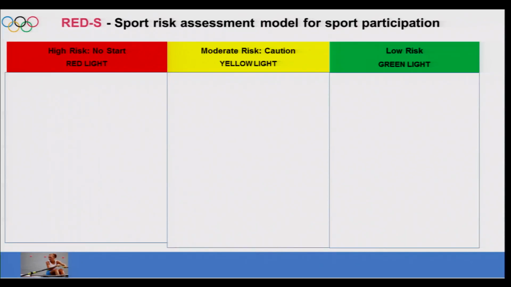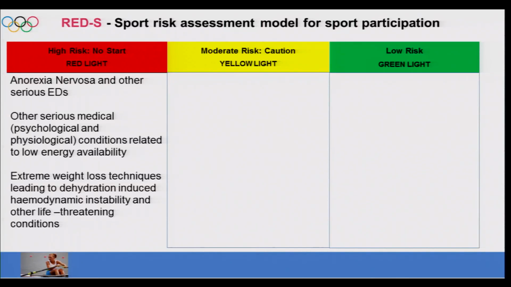If we look at the high risk, no start, red light area, these are for the athletes that are seriously ill. They're the ones with an active eating disorder. They're the ones that have serious either physical or psychological conditions related to their low energy availability, or they're involved in some extreme weight loss techniques that can affect their electrolyte balance, cardiovascular stability, and other life-threatening conditions. So this is hopefully the very small proportion of practice where sport participation would be dangerous.